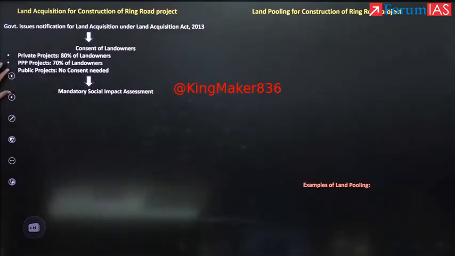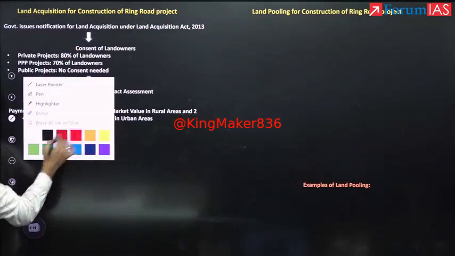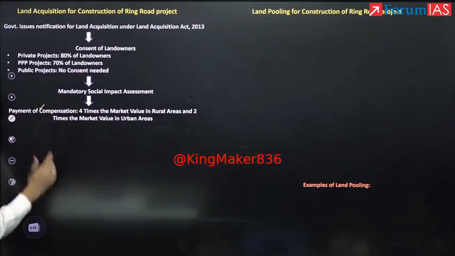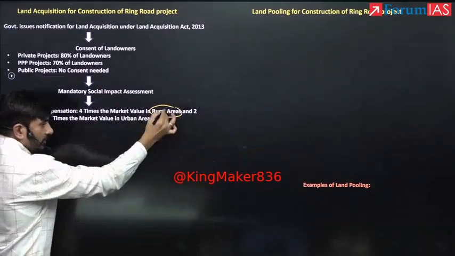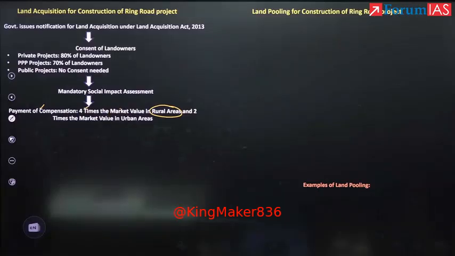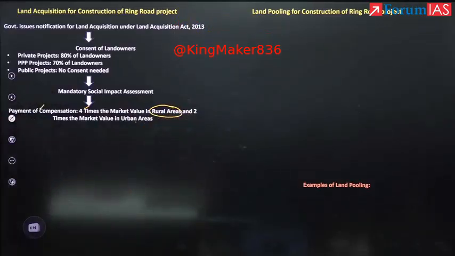After undertaking social impact assessment, this act provides for payment of compensation if you lose the ownership of the land. Under this act, if you lose ownership of land in the rural areas, you get 4 times the market value. Market value here is a circle value which is fixed by the government. Some of you must have heard about the circle value which the government fixes, that is 4 times the circle value. If it is in urban areas, you get how many? 2 times the market value. You are entitled to compensation.